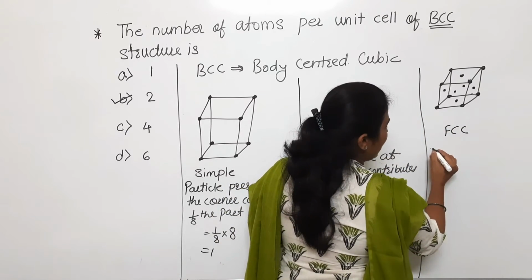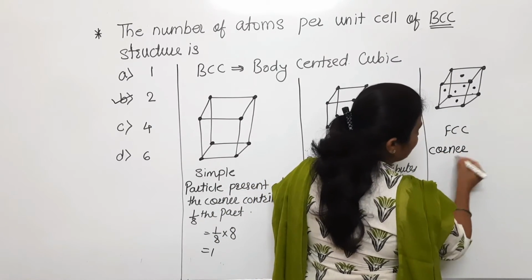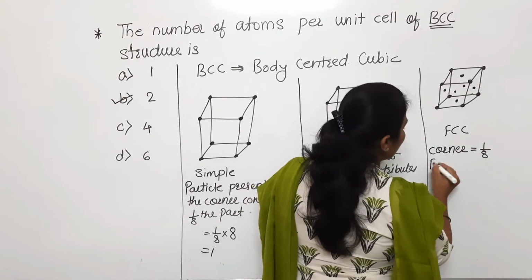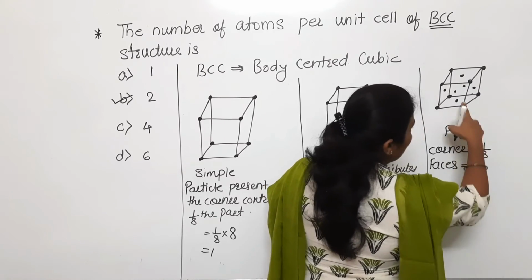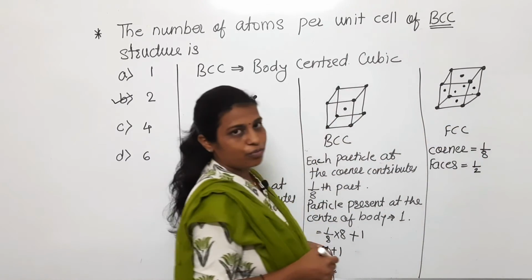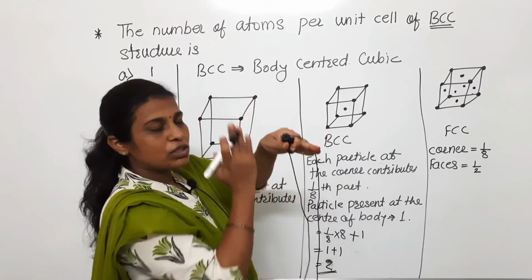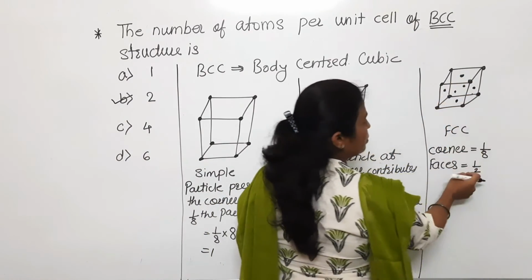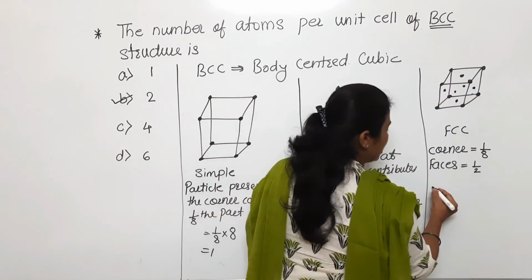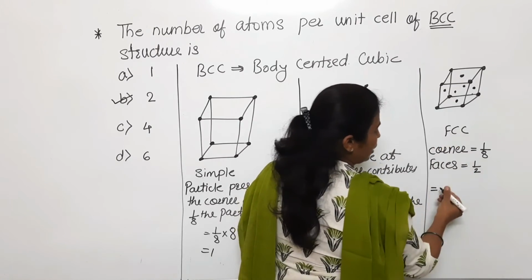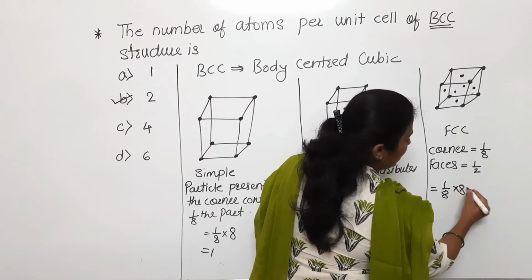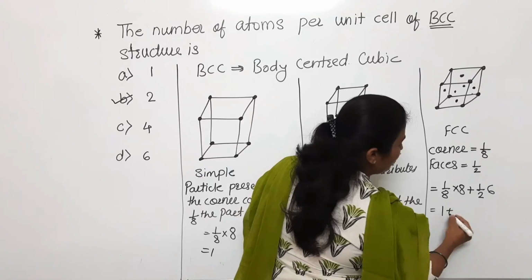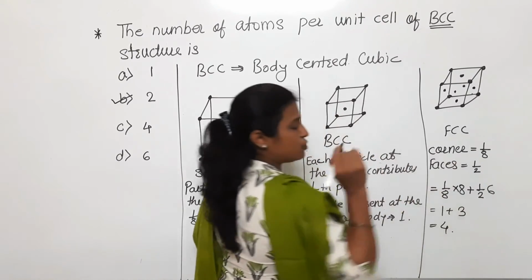Now if we consider the particles at the corner, here I will write in short corner, their contribution will be 1/8 portion. But those present at the faces, each particle contributes half portion. Because one will be below side, one will be the above side. So the particle which is present on the faces will be shared by 2 unit cells. And here number of atoms for the FCC will be 1/8 into 8 plus 1/2 into how many faces are there? 6. So here 1 plus 3 is 4. Number of atoms will be 4.